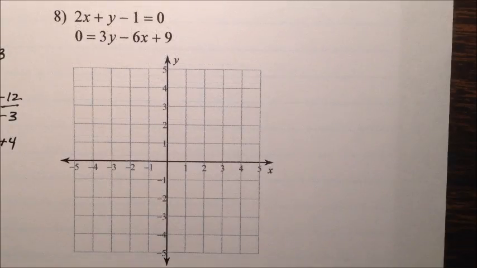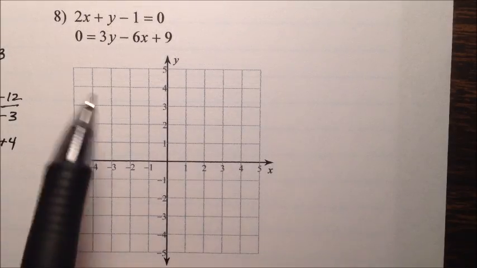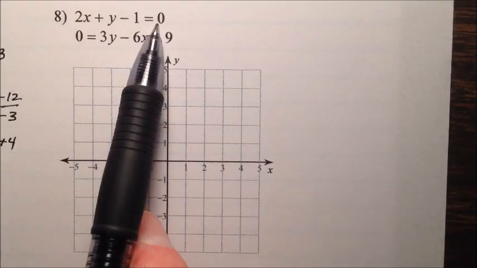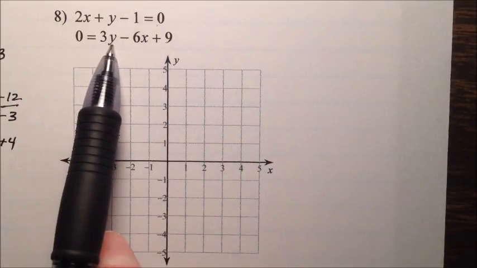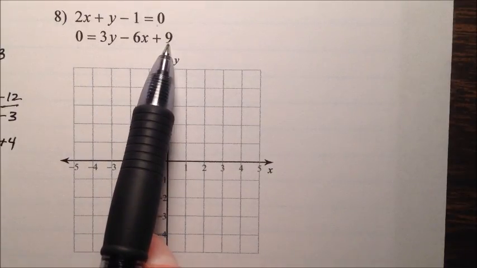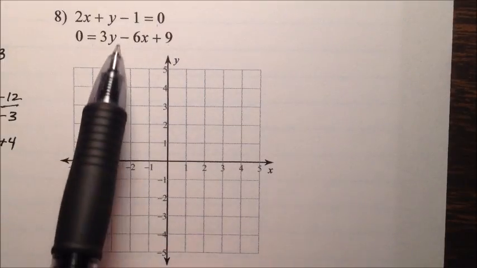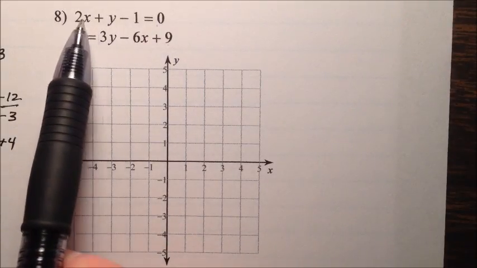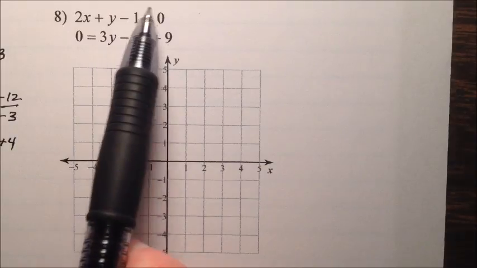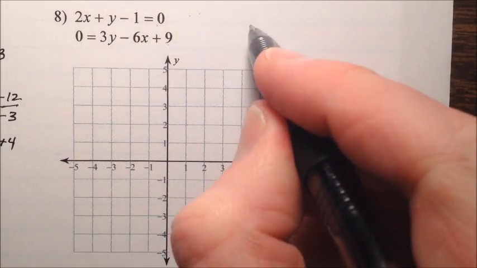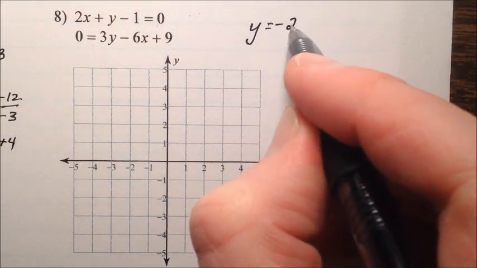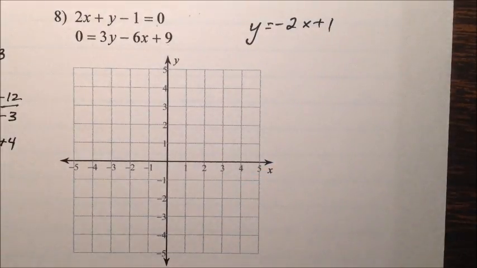And the final problem, number 8, in this section, is going to be 2x plus y minus 1 equals 0, and also have 0 equals 3y minus 6x plus 9. So we'll tackle the first problem first. So the y is almost by itself here. We need to get this 2x over there and then the negative 1 over there. So when we do that, it'll be y equals negative 2x plus 1.